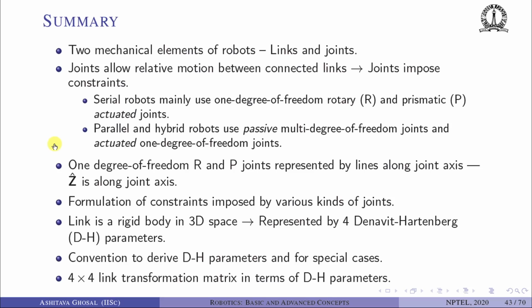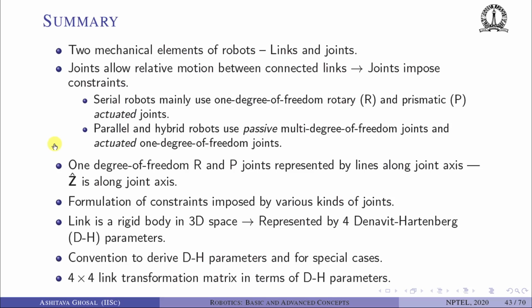However, there are some special cases, and namely I showed you there were 4 special cases: when the 2 consecutive joint axes are parallel, what happens when the 2 consecutive joint axes intersect, and what do we do for the first and the last link? So I showed you there is a convention of how to obtain the DH parameters for these special cases.